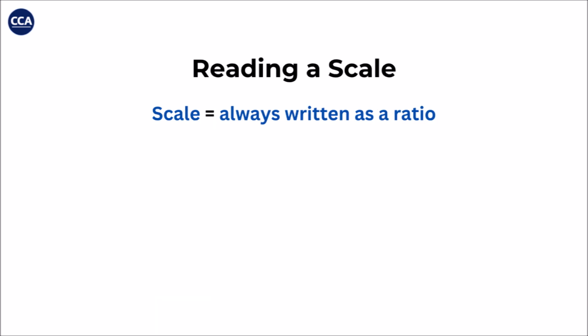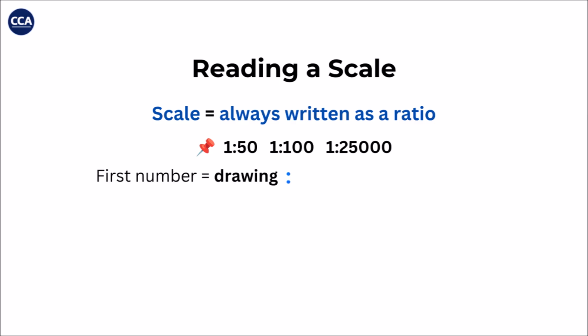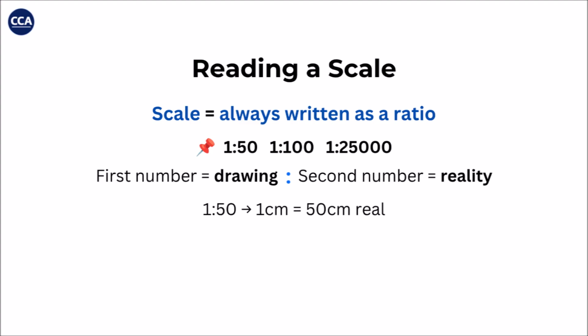A scale is always written as a ratio. For example, 1:50, 1:100, or 1:25,000. The first number always represents the drawing. The second number always represents reality. So, 1:50 means 1 centimeter on the drawing equals 50 centimeters in real life. Or, 1 millimeter on the drawing equals 50 millimeters in real life. The units must always match on both sides.